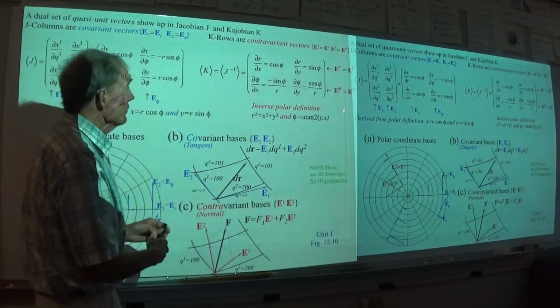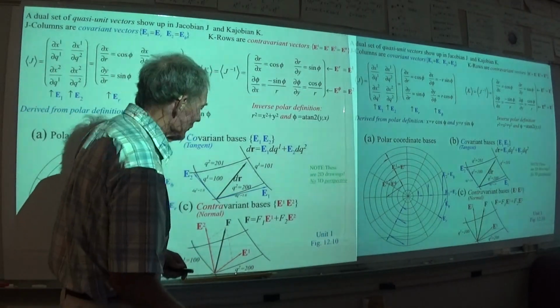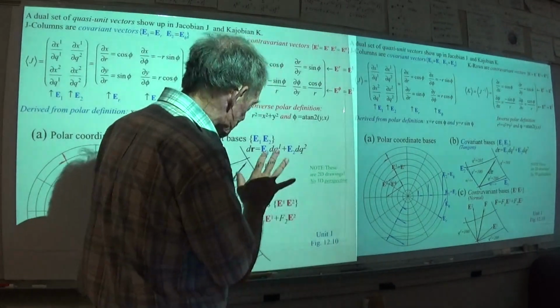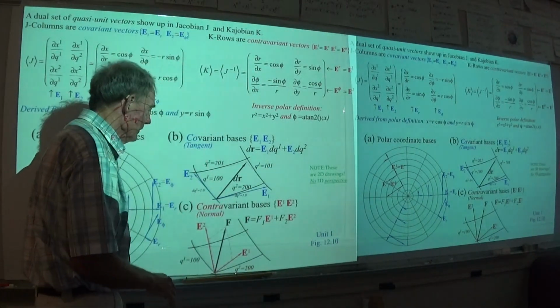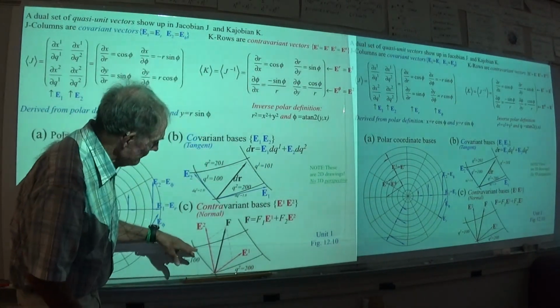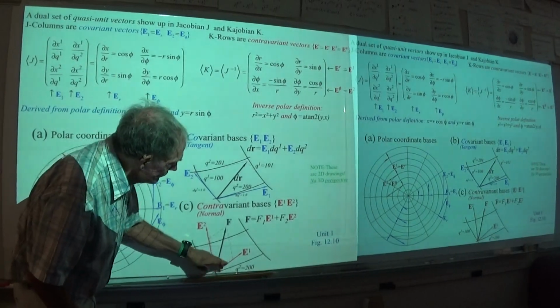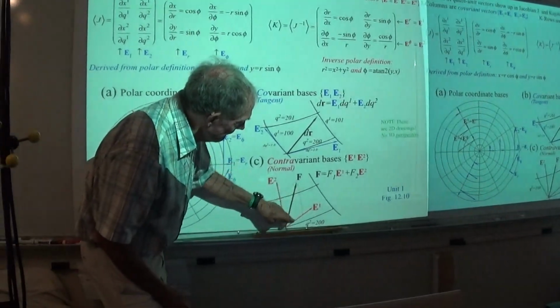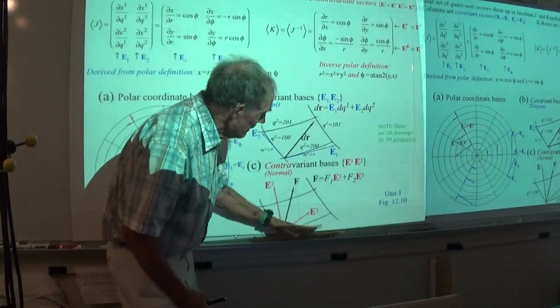They're weird because you see what they are: the gradients of the coordinates in question, and you can see that down here. Here is E super 1 right here. It doesn't point along that; it points perpendicular.